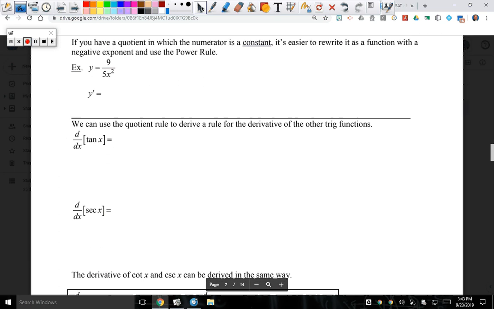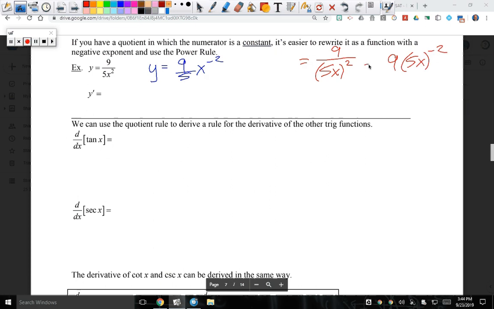Alright, so let's go to a couple things. First of all, watch. If you have a quotient in which the numerator is a constant, we've talked about this, it's easier to write this as 9/5 x to the negative 2. Notice that I just brought the x up. If it wanted me to bring up the 5 as well, it would have been written like this. Then this would have changed to that. But if it's not in parentheses, PEMDAS is saying only the exponent is done first.